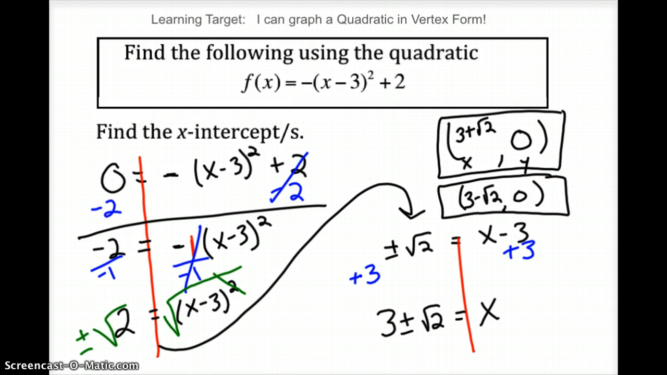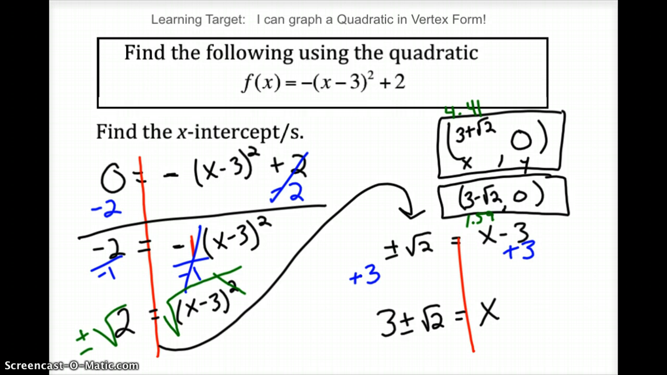Now you might not be sure what these numbers are, so if we type them in our calculator real quick, 3 plus square root of 2 is roughly 1.41 and, whoops, sorry, I typed it in wrong. The first one is roughly 4.41, and when we do subtraction, we get roughly 1.59. So it's not very nice numbers, but at least on the number line, we'll know where to do our graph.